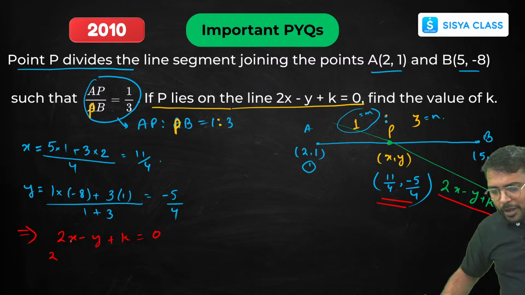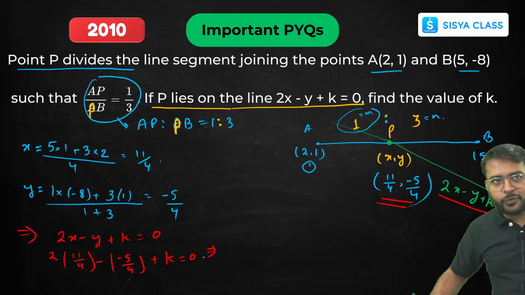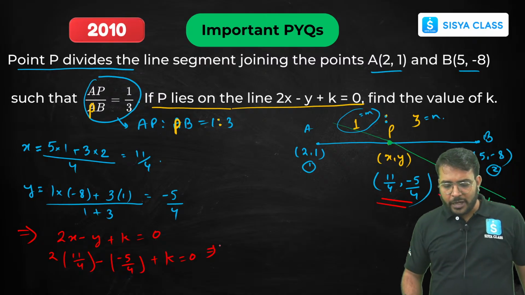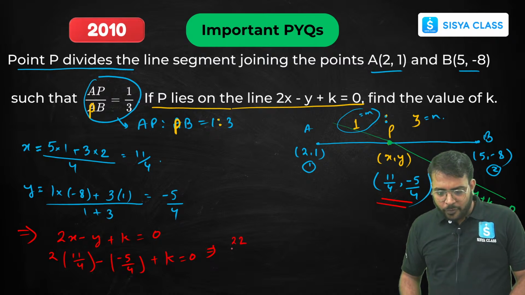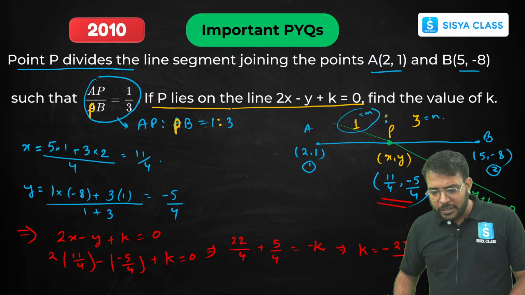So 2 into x coordinate is what beta, 11 by 4, and y coordinate is what beta, minus 5 by 4, plus k is equal to 0, all right. So now when we solve this, we are going to get beta 22 by 4 plus 5 by 4 is equal to minus k. So from here k value is going to be beta, I think minus 27 by 4, all right. So this is what going to be the value of k, all right.